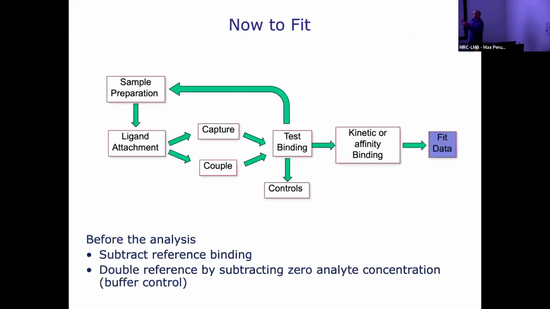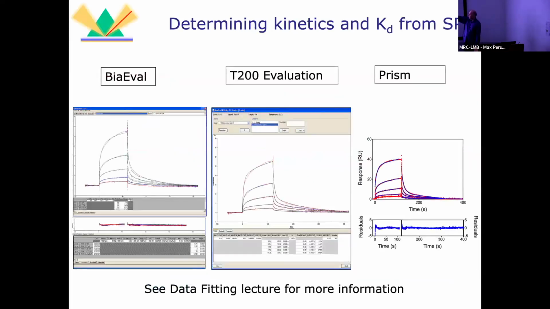So we're going to fit the data. We're going to subtract the reference binding, and then we're going to do a double subtraction. So it's called double referencing, by taking away the buffer control. And we can fit this either in the program that the company supplies, or we can take the data out as text files and then just fit in Prism.